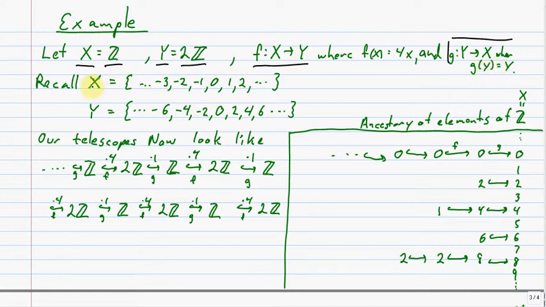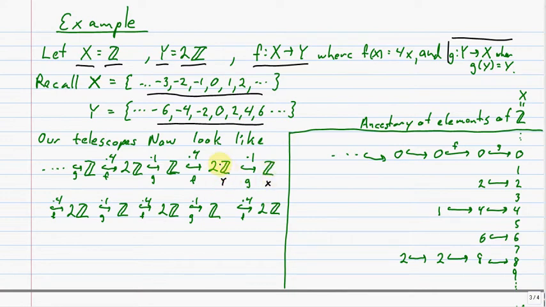So just to really nail this down, X has what elements in it? Well, it's the integers, so it has minus 5, minus 4, minus 3, minus 2, minus 1, 0, 1, 2, 3, etc. Right? And Y is twice that, so Y is just the even integers. And now our telescopes look like this. We start with what I called X here, and that would be Y.